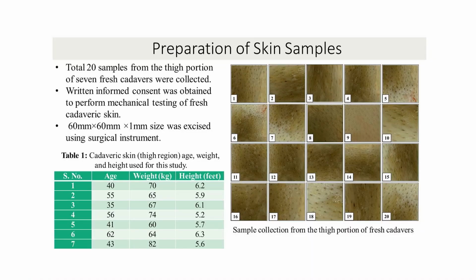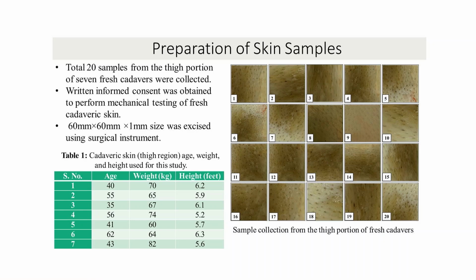So a total of 20 samples of the thigh portion of 7 fresh cadavers, as we said, were collected. Written informed consents were obtained to perform mechanical testing of fresh cadaveric skin, right? The next control was we made the size of the skin sample which we extracted similar. It is difficult to keep it similar while extracting, but after the extraction we cut it out, we trimmed the edges to make it all square, right?